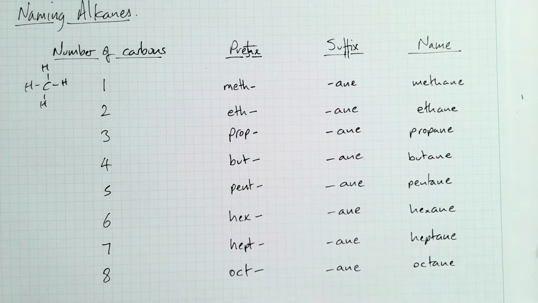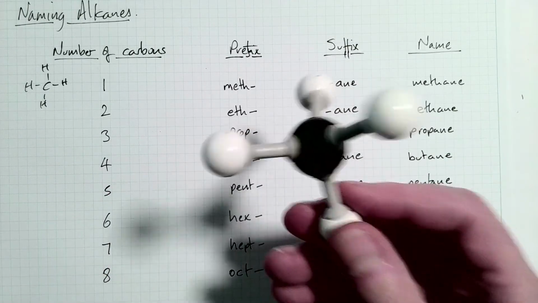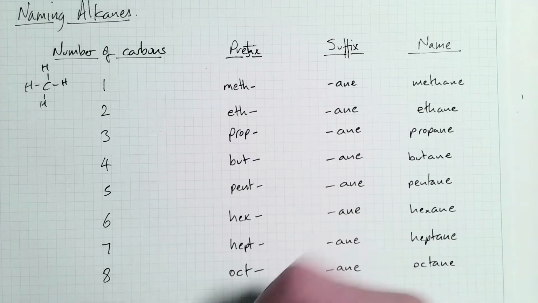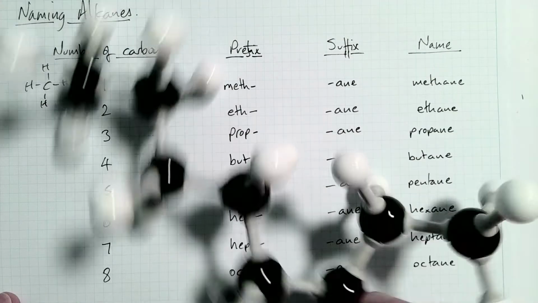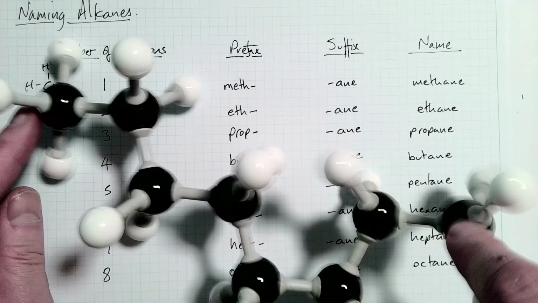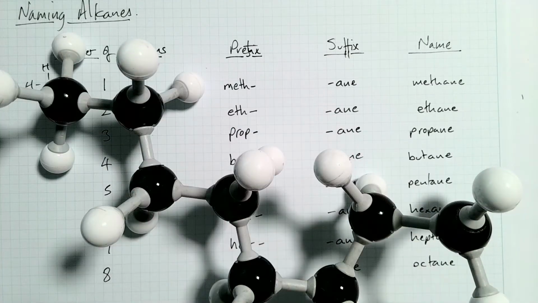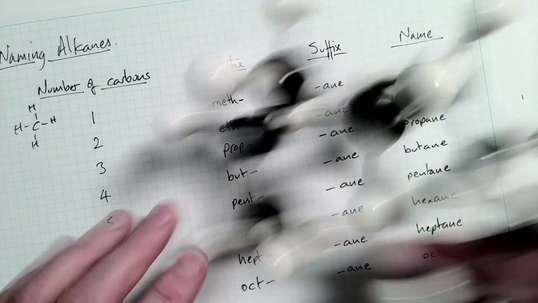So I can stop referring to this thing as an alkane with 1 carbon, and I can start calling it methane. I can stop referring to this thing as a hydrocarbon with 8, or as an alkane with 8 carbons, and I can now call it octane. Okay, that's octane, and in fact you can see it wraps up.